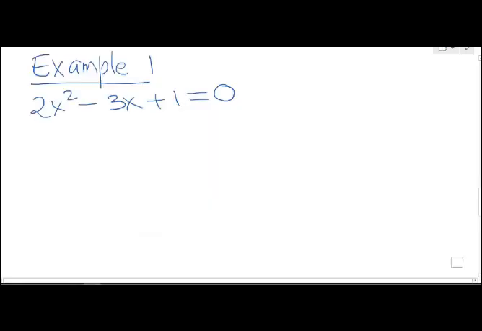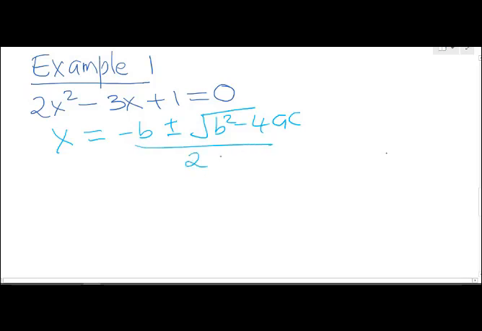In our first example, we are going to consider the solution of 2x squared minus 3x plus 1 is equal to 0. Notice that the formula for determining x is x is equal to minus b plus or minus square root of b squared minus 4ac, everything over 2a, if the equation is of the form ax squared plus bx plus c is equal to 0. In that connection, we therefore learn that our a is equal to 2, our b is equal to minus 3, and our c is equal to 1.